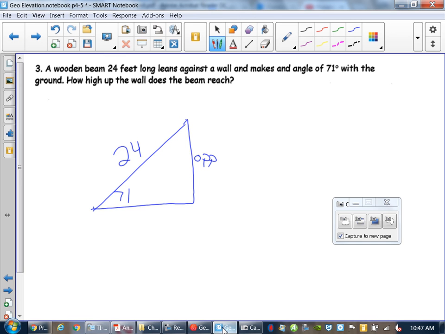A lot of these things with elevation and depression, you can kind of take for granted the fact that they are right triangles. Generally speaking, walls are straight up and down and they make right angles to the ground. Otherwise, it's the Leaning Tower of Pisa. And it doesn't have any right angles either because it's a circle.